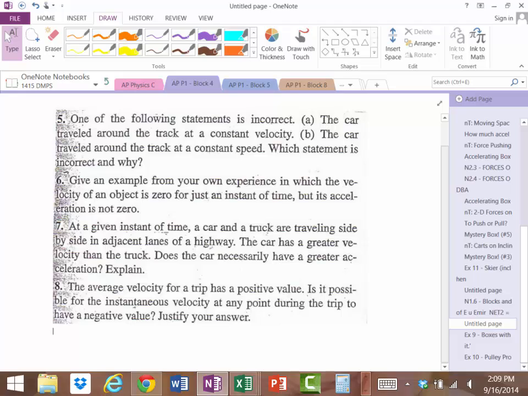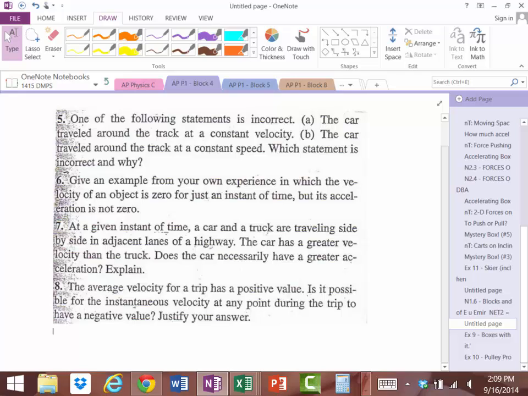Landing from a jump. When you're hitting the ground, you're accelerated back upwards by the normal force, but you would not have a velocity from impact. Sure, that makes sense. Does that make sense to you guys? Yeah, absolutely. Good, two good examples. Number 7.